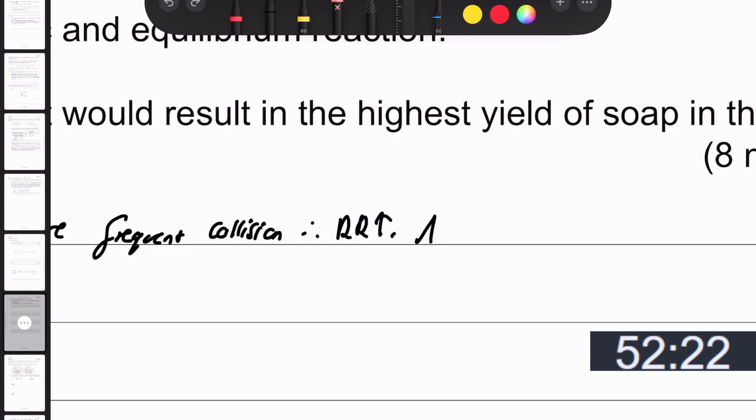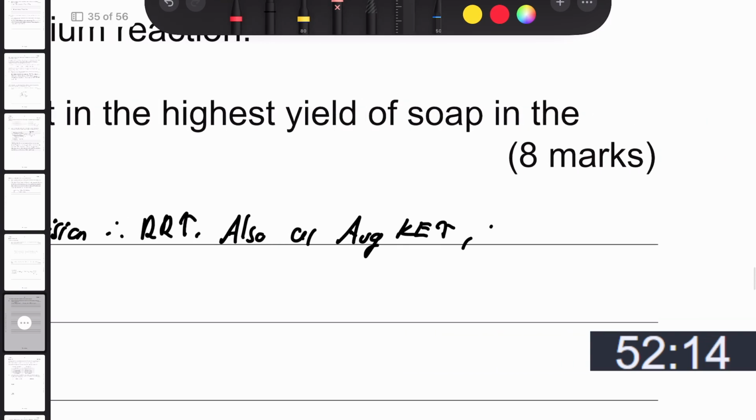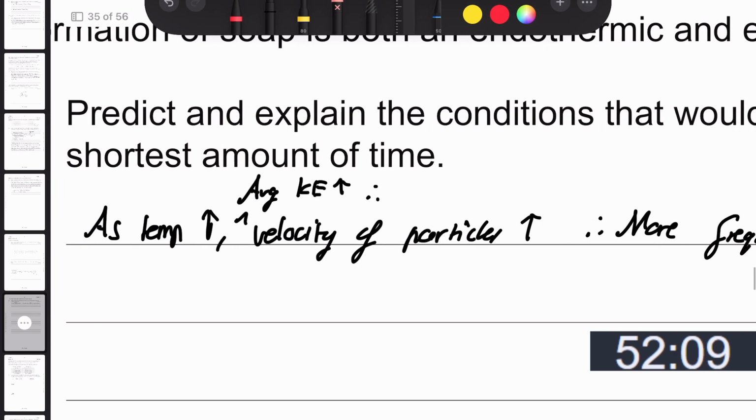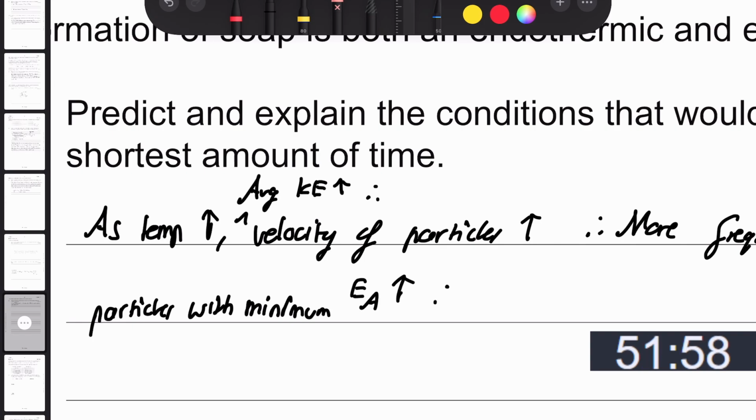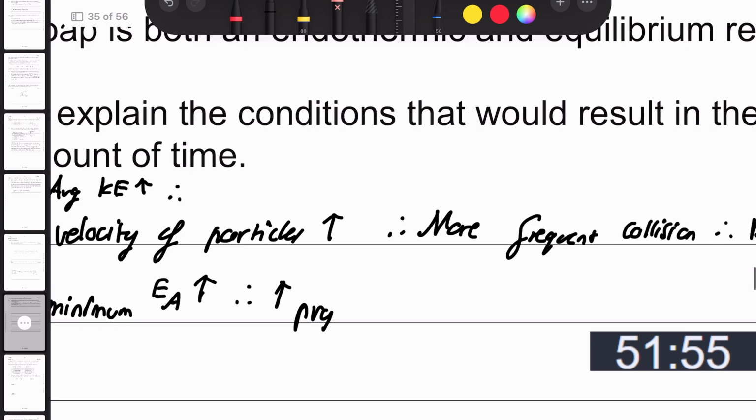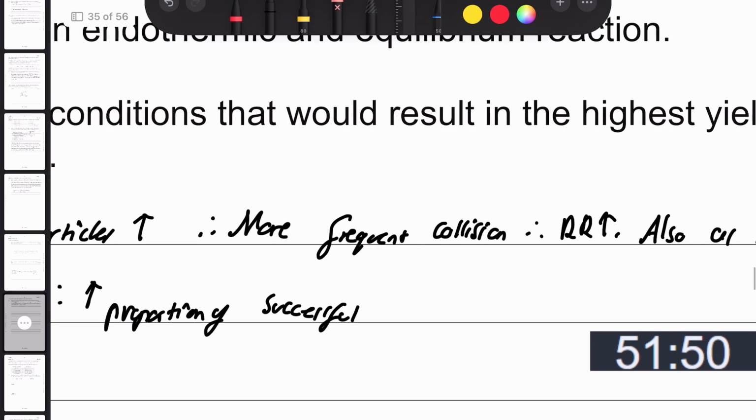Also, as average kinetic energy increases, the proportion of particles with minimum activation energy will increase, therefore greater proportion of successful reactions. Therefore reaction rate will also increase then.